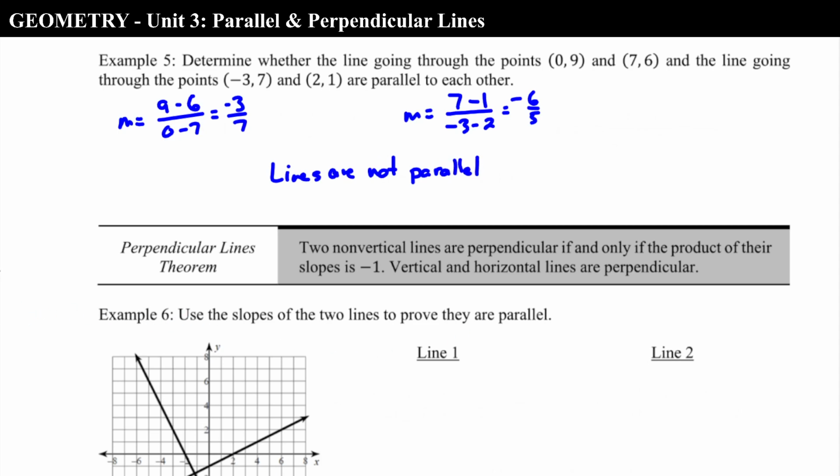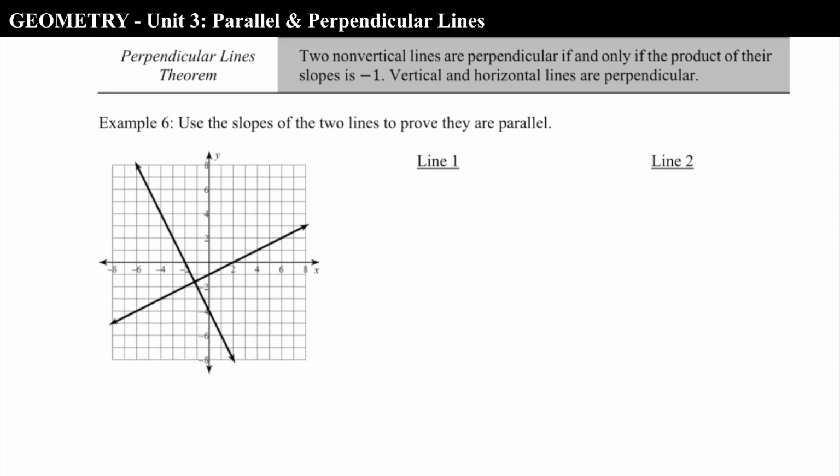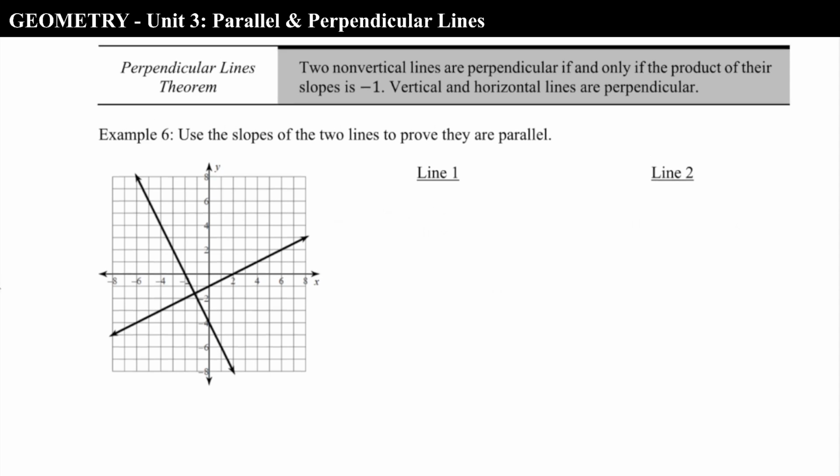We also have a perpendicular lines theorem. Two non-vertical lines are perpendicular if and only if the product of their slopes is negative 1. Vertical and horizontal lines are perpendicular. That takes care of our other statement. So if we take a look at this, we want to prove that these are perpendicular, not parallel.